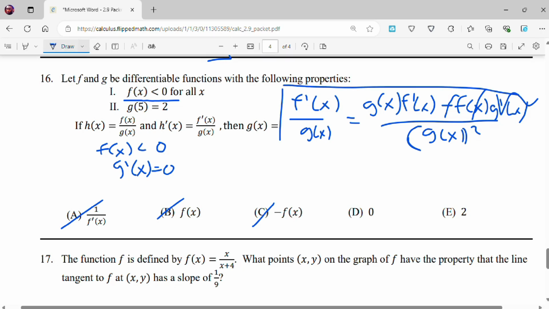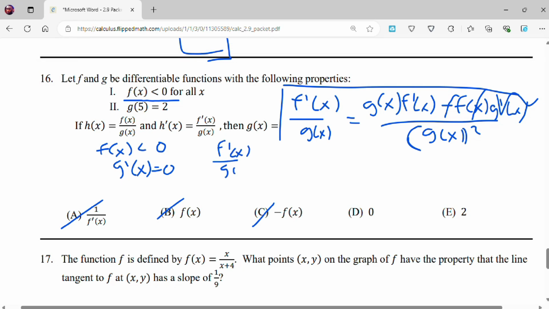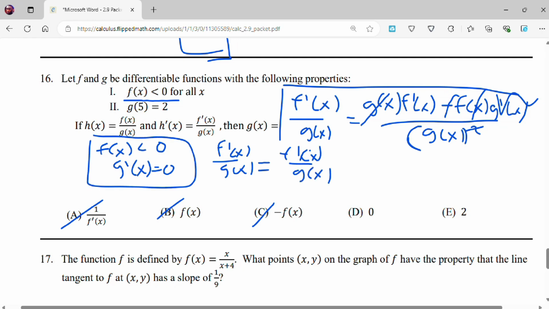So I'm going to rewrite this part right here: f prime of x over g of x. Since we got rid of that right side, now we have g of x times f prime of x over g of x squared. G of x cancels out with one of the g of x, so we're left with f prime of x over g of x, right? So we know this holds true.